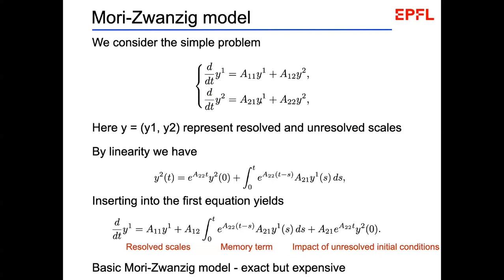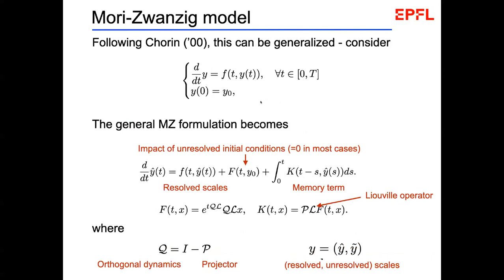Then there's still a term which is a memory term. This term basically accounts for the accumulation of the impact of Y2 on Y1. It's not a surprise; it basically means this is the term that accumulates the errors. This is an exact expression. But of course, it's not a very interesting expression because evaluating the memory term the way it's written is very, very expensive. So it's for insight only.